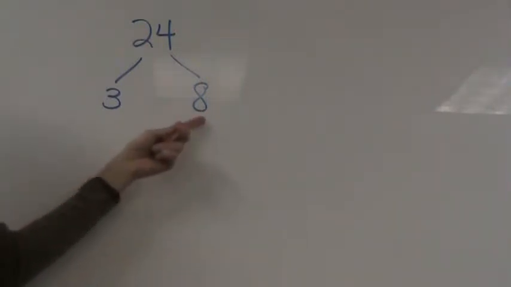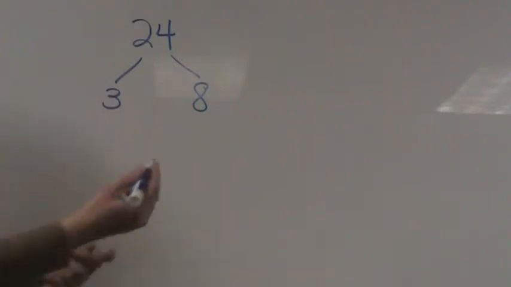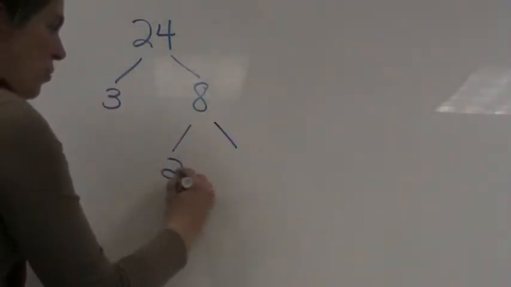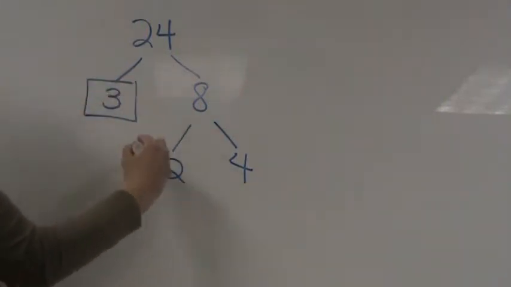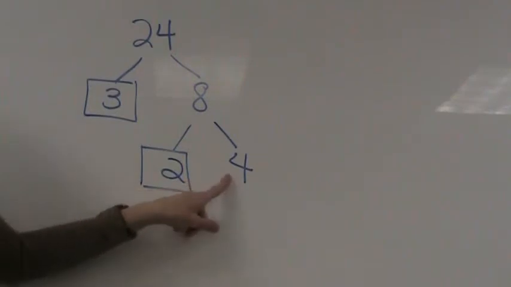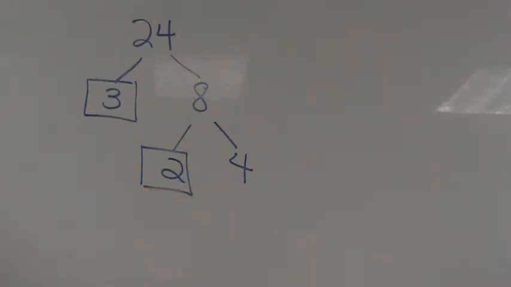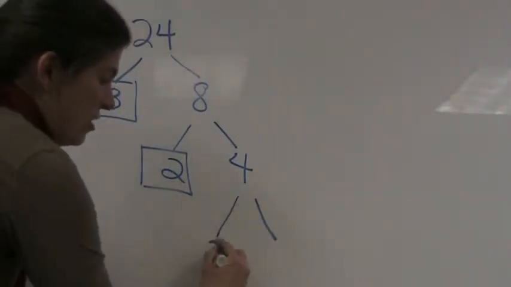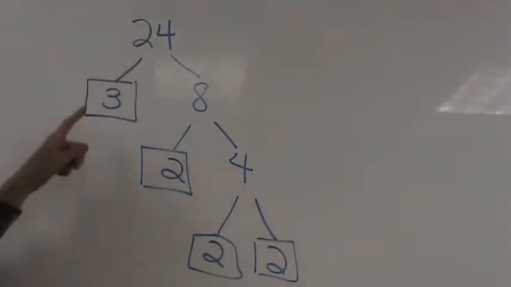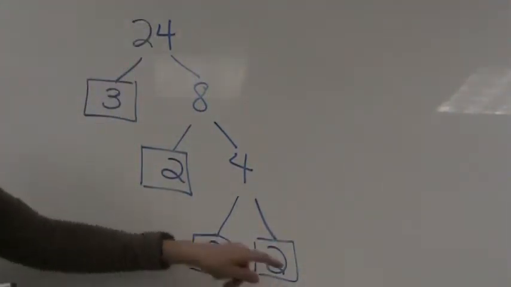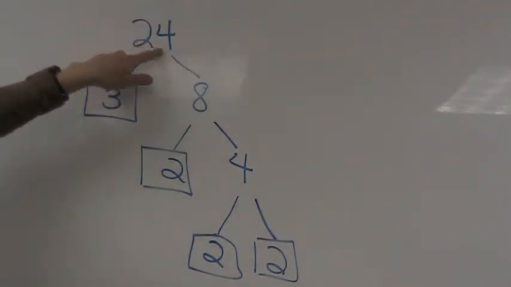So 8, what do we multiply together to get 8? Well, 2 times 4 gives us 8. We're getting closer. This 3 here was a prime number. Our 2 here is a prime number, but 4 is not. 4 is divisible by 4 and 1, but it is also divisible by 2 and 2. So we can branch this out even further. And so we end up with 3 times 2 times 2 times 2 as the prime factorization of 24.